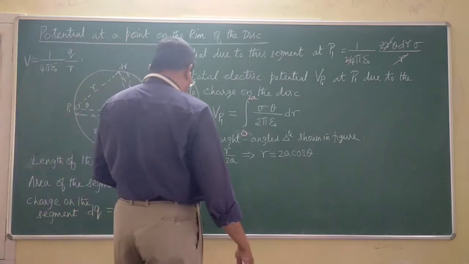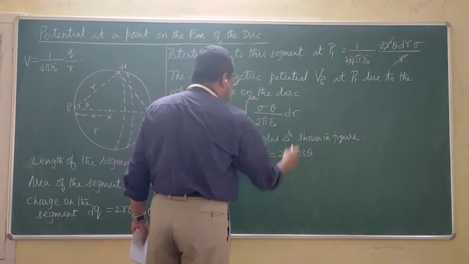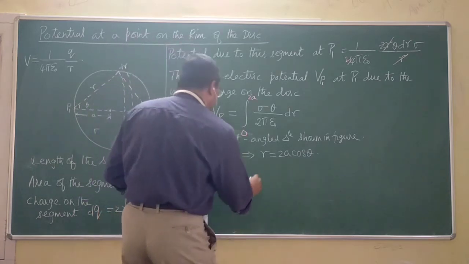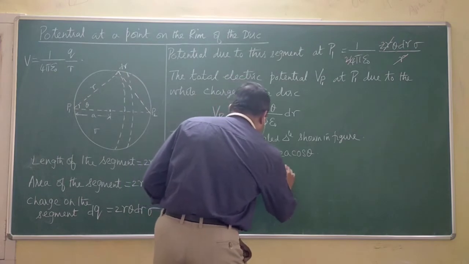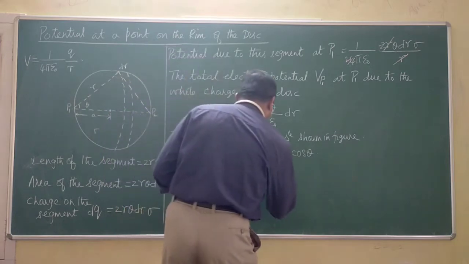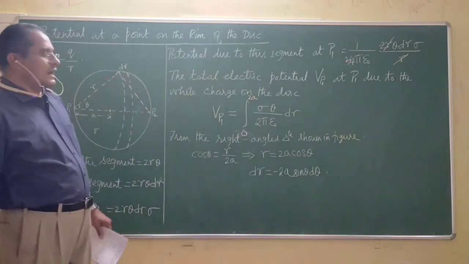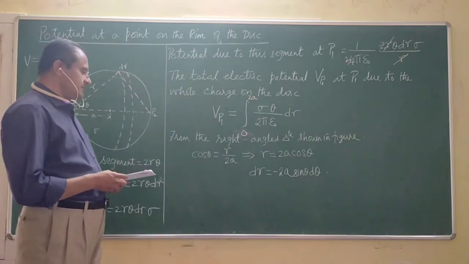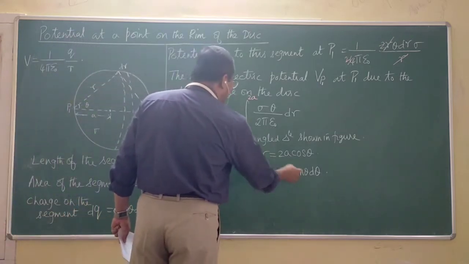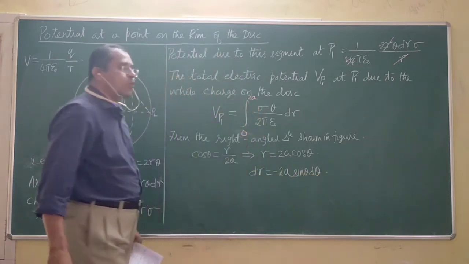Now, because I have given r, I have a dr here, so I have to differentiate this expression to get the dr value. Therefore, dr will be equal to 2a cos theta, if you differentiate, minus sin theta d theta. I have got an expression for dr. Because you are changing dr in terms of theta, definitely you need to change the limits as well.